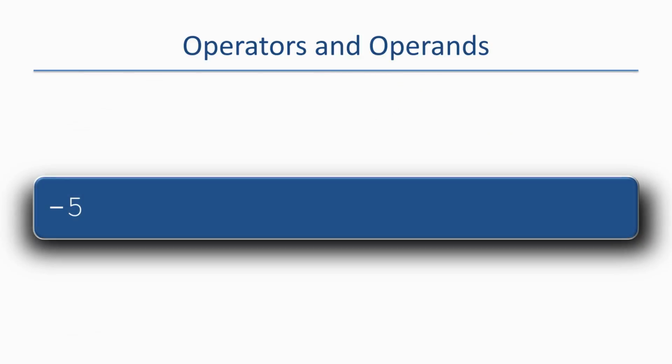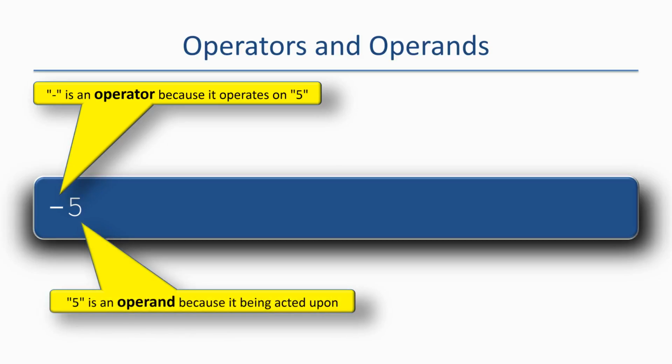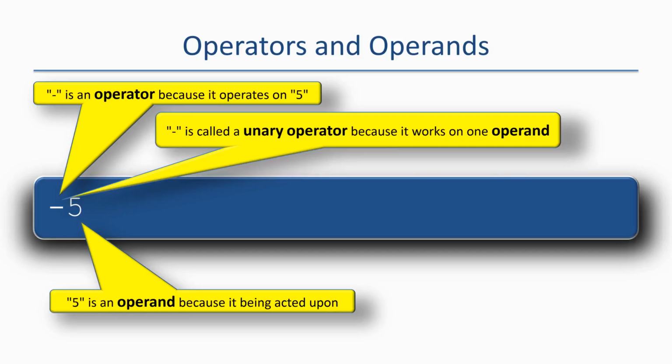What happens when you write the expression -5? First of all, negative is an operator because it operates on 5. 5 is an operand because it is being acted upon. And the minus sign is called a unary operator in this case because it works on 1 operand.